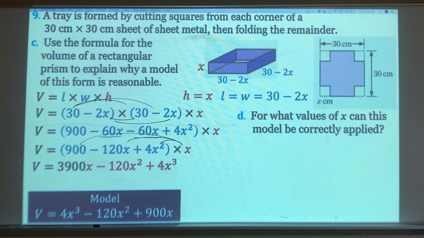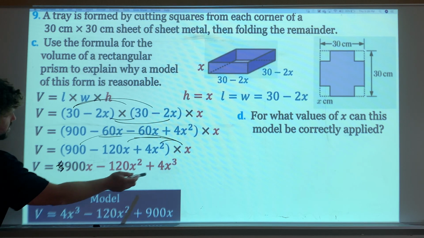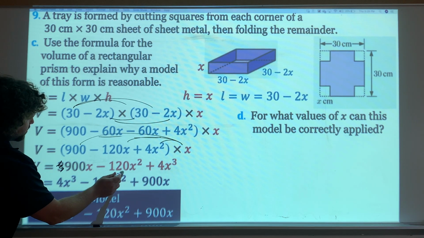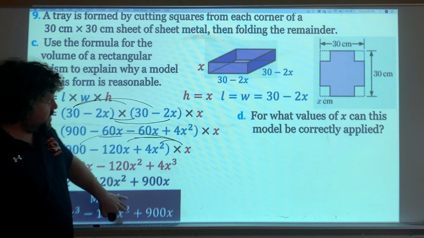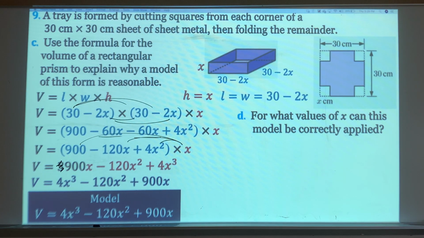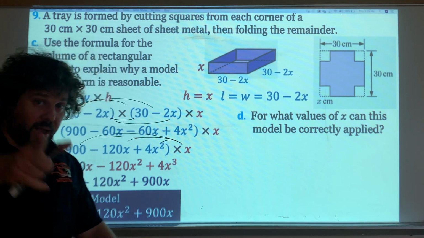What do you notice? Anything yet? No? I noticed I wrote this wrong. This should say 900x. Now, do you notice anything? Let me rewrite this with my x cubed first. 4x cubed minus 120x squared plus 900x. It's the same as our model. So solving it this way gave us the same. Our model is the same as using the volume formula and expanding. Isn't that cool?